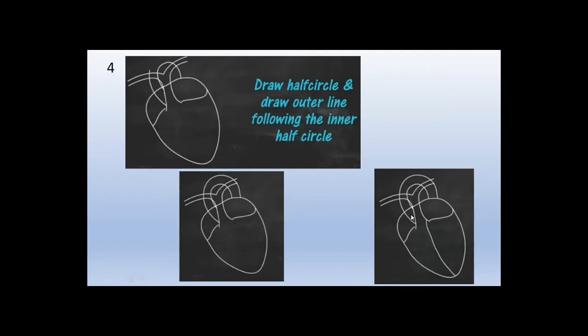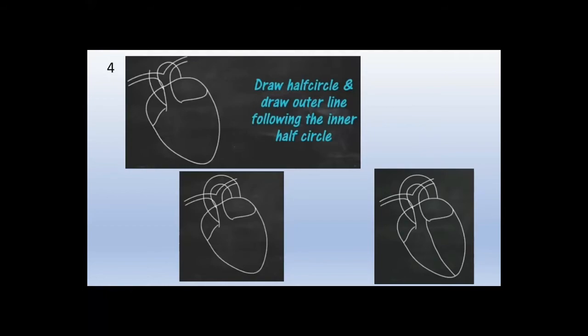One more thing. In the fourth step, what do you draw? You draw a half circle and draw the outer line following the inner half circle. Actually, this is for the aorta, the main artery which supplies blood to all parts of the body. Right? This basic knowledge will help you to draw the structure of the heart clearly. Okay? Take the screenshot and try to draw it in your practice copy.